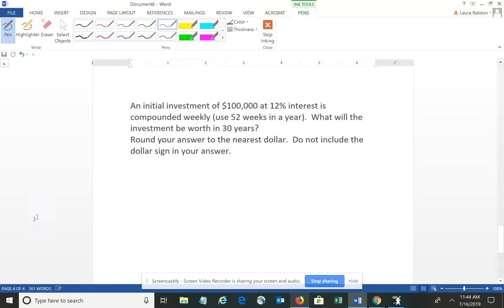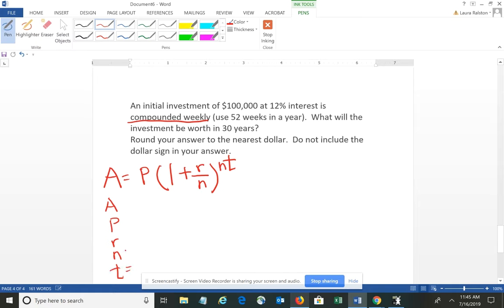Guys, it's important that you pay attention to how they want you to input things. So again, I see this phrase, compounded weekly, which lets me know the formula to use. The formula is going to be A equals P times 1 plus R divided by N raised to the NT power. And the second thing that I want to do is identify all the pieces that I've been given in the problem.